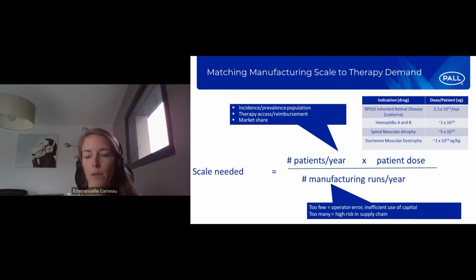When we think about cell and gene therapy scales and industrialization, one question that needs to be answered is what scale is needed to match the therapy demand. This is very dependent on the therapy targeted, because as you see here, the scale that is needed is a combination of the number of patients per year.